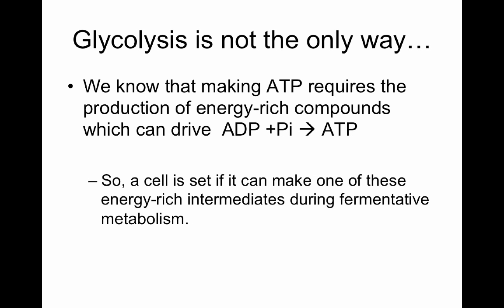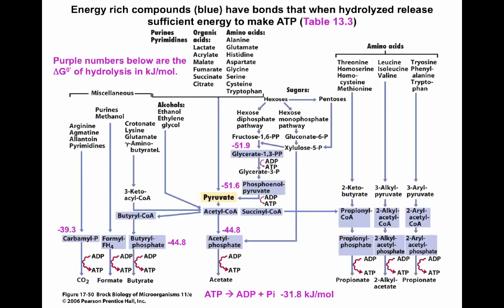But glycolysis is not the only way, and glucose is not the only molecule that is being given to a cell. Making ATP requires the production of energy-rich compounds, and those are going to be the compounds that drive the generation of ATP from ADP and a phosphate. So the cell is going to get a lot of these energy-rich intermediates from different fermentative metabolisms, and that is what I want to show you right now.